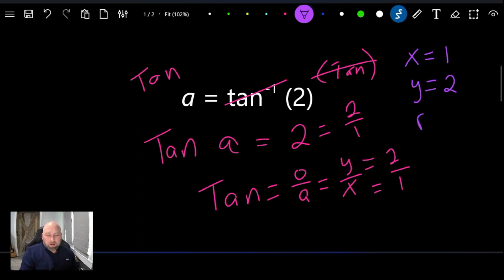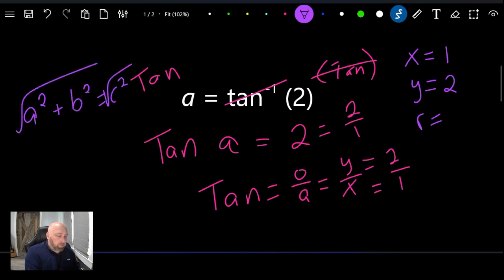We need our r, but we don't know that right now because all we know is this. So how would we figure out our r? Well, you could plug it in, you could use the unit circle, you could do different things, but we could plug it into the Pythagorean theorem and get a squared plus b squared equals c squared.